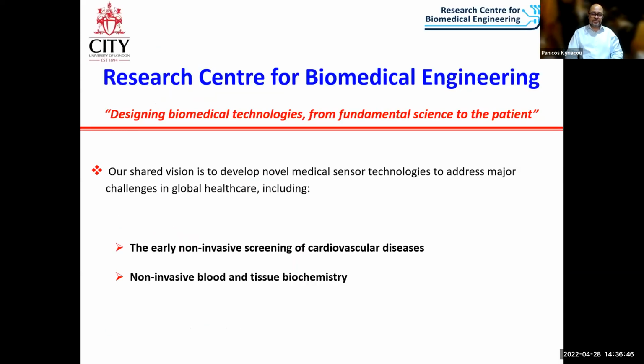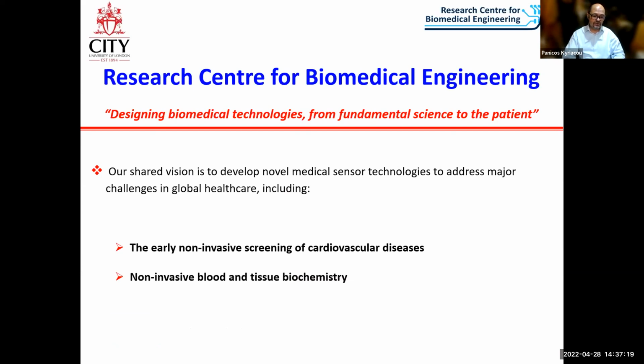The Research Center of Biomedical Engineering based at City has focused on this for many, many years. And for me, my PPG baptism started in 1996. Most of my research is around optical techniques and PPG. Therefore, the activities of the center reflect some of my interest and strengths, which is the development of non-invasive sensor technologies, primarily optical, for screening of disease. And of course, cardiovascular disease is at the core of what we do.